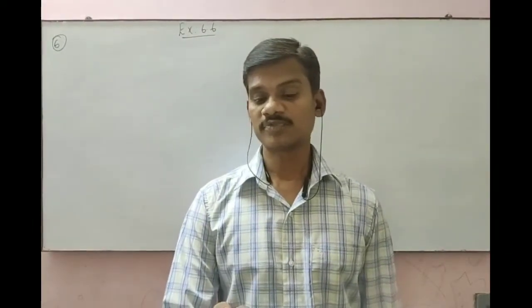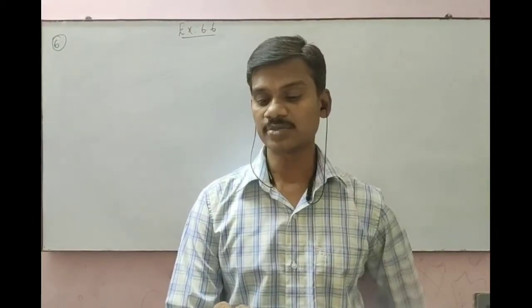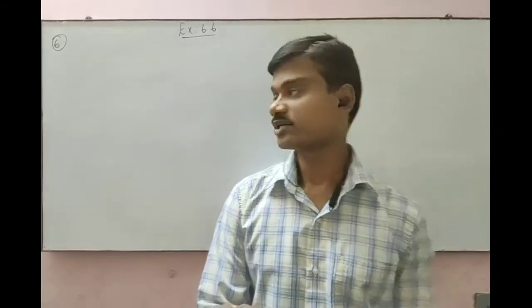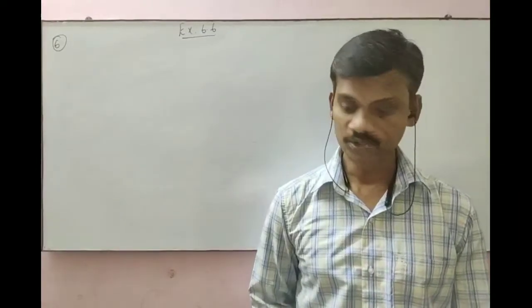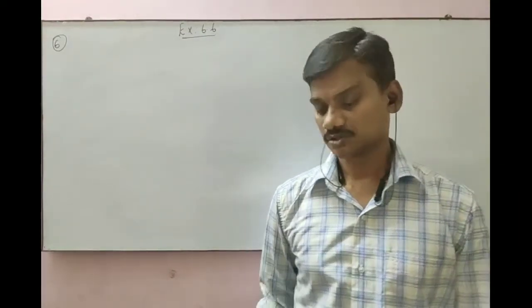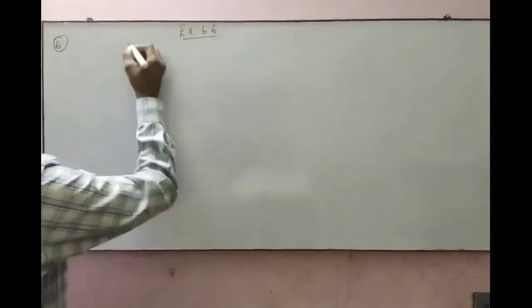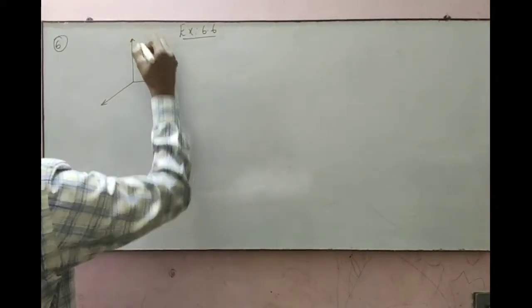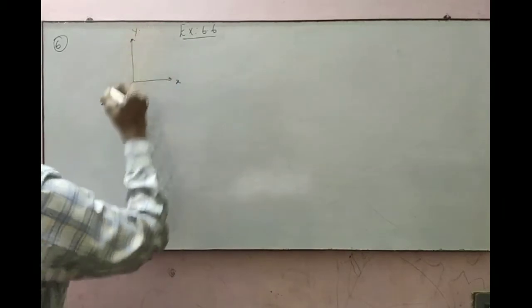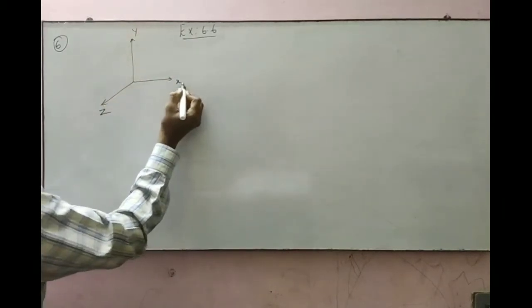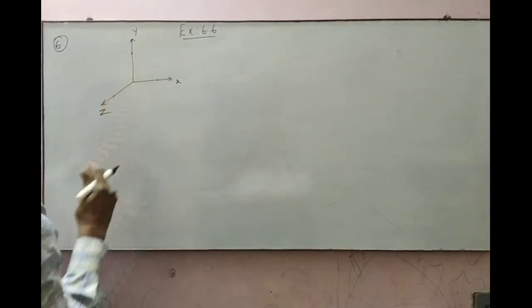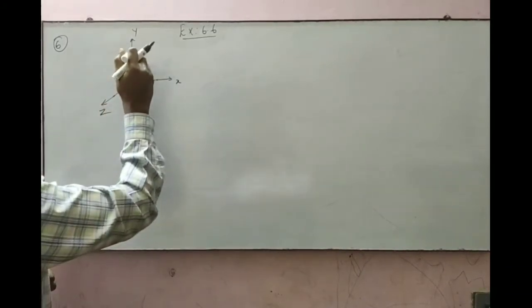Next, the last sum in this exercise, sixth sum. If a plane meets the coordinate axis at A, B, C such that the centroid of triangle ABC is the point u, v, w, find the equation of the plane. So I am going to draw a plane which is cut off by the coordinate axis. Let this be x, y and z axis A, B, C. So this is a plane.